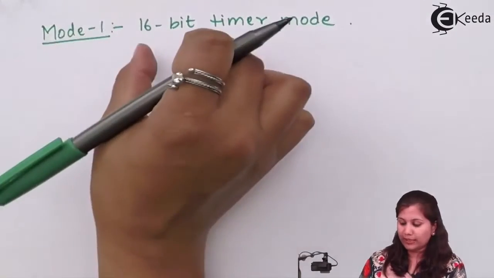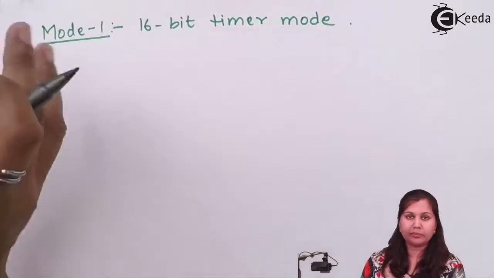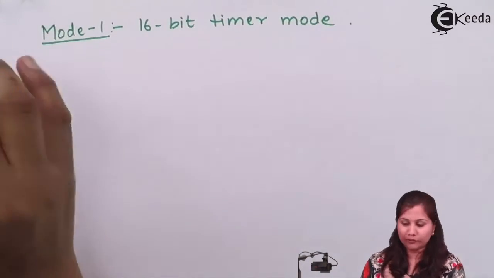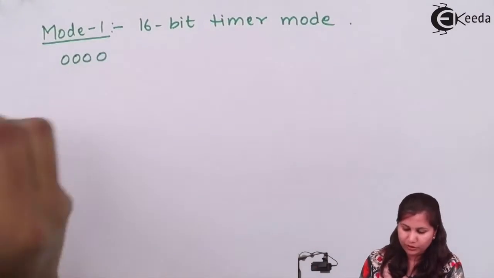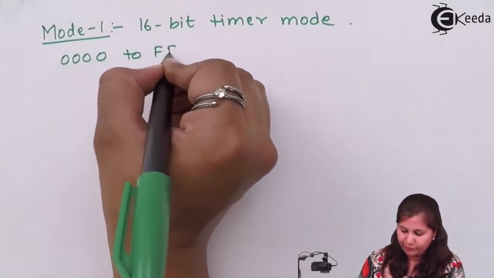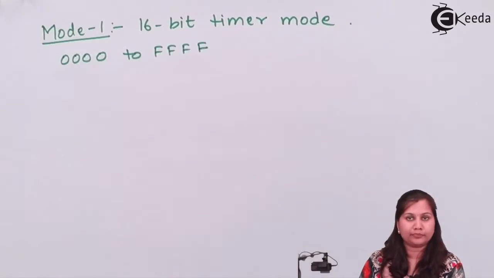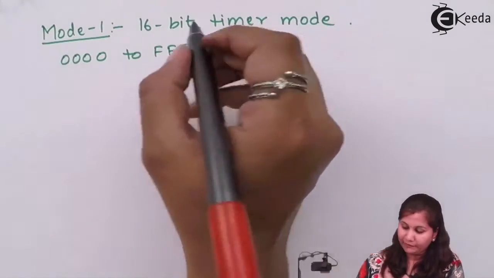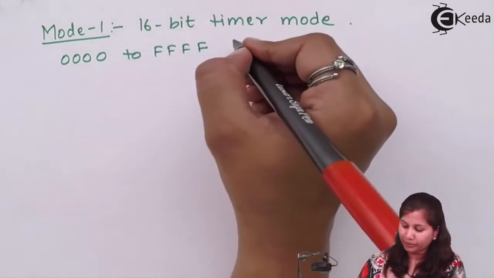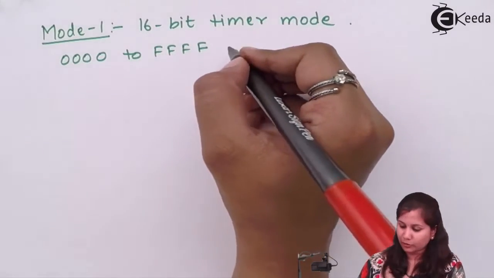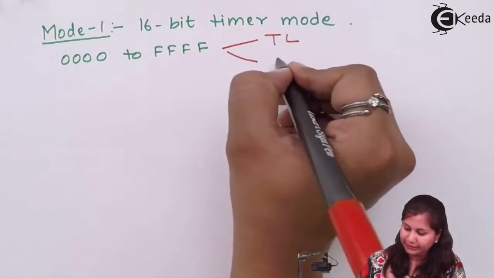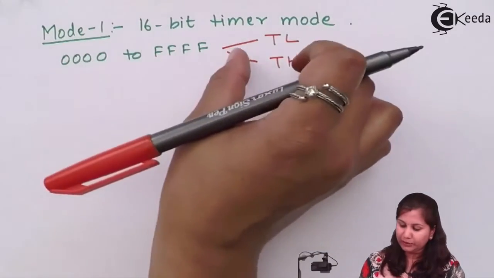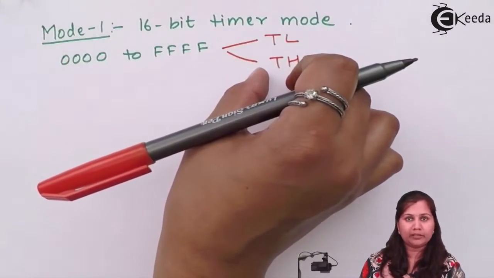So this mode is known as the 16-bit timer mode. So 16-bit count value will be loaded into the count register. Now this 16-bit count value can take values from 0000 to FFFF. Okay, so this count value can be loaded. And we have the registers there, that is timer 1 and timer 0. So we have TL and TH, that is lower and higher bytes.